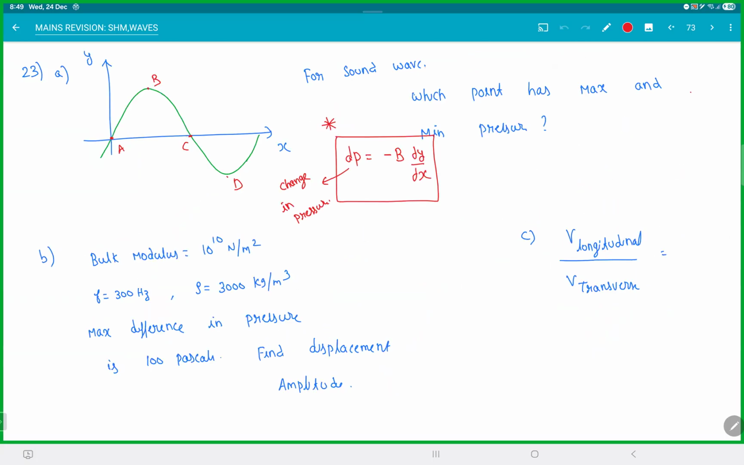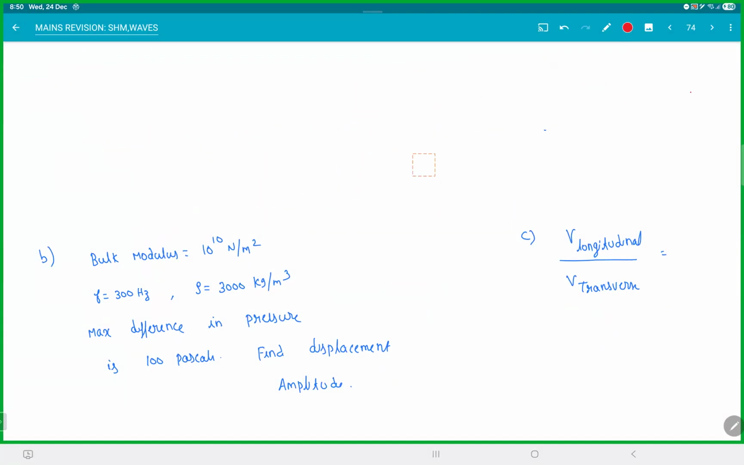And what is the next thing? The bulk modulus. And remember the formula? Delta P max is equal to BAk. This is the formula. Bulk modulus, amplitude and k. Bulk modulus is given, frequency is given, rho is given. So how do I get A? The max difference in pressure is given. I need to find A, so I need to find k.